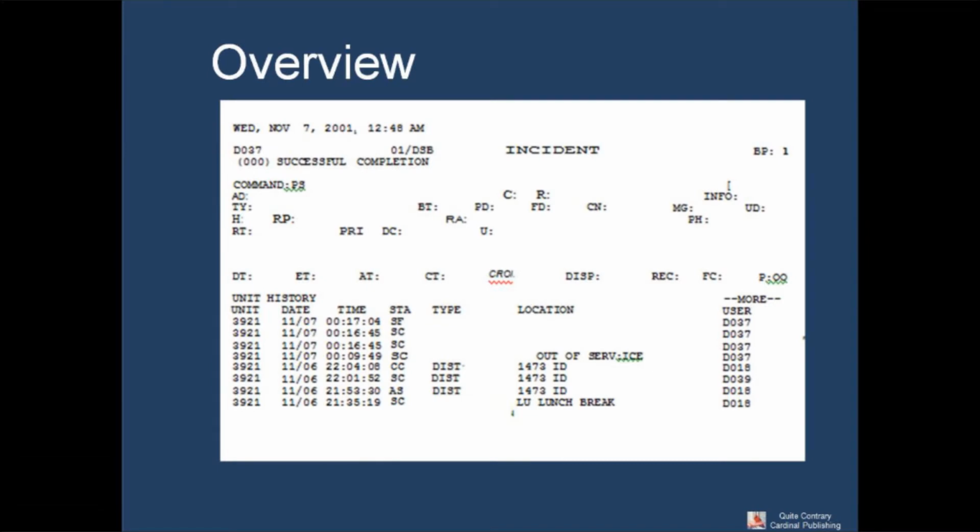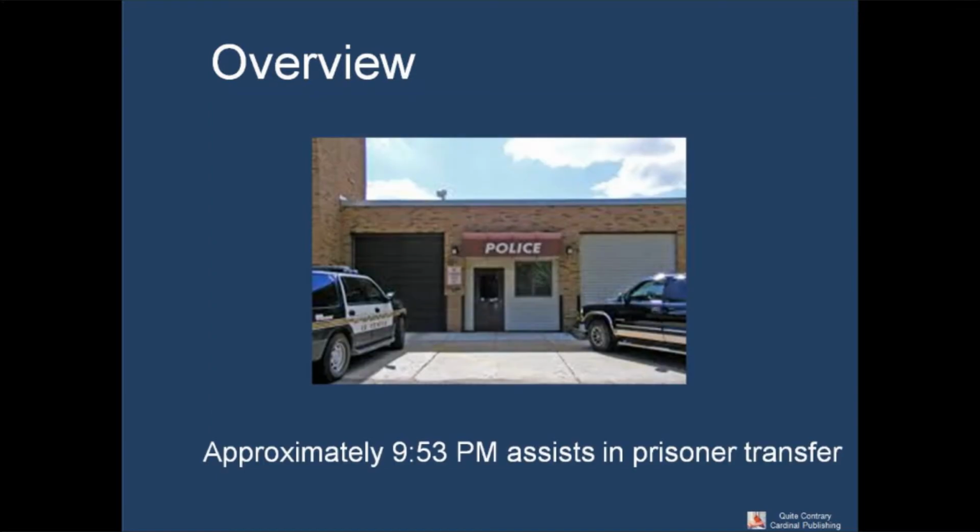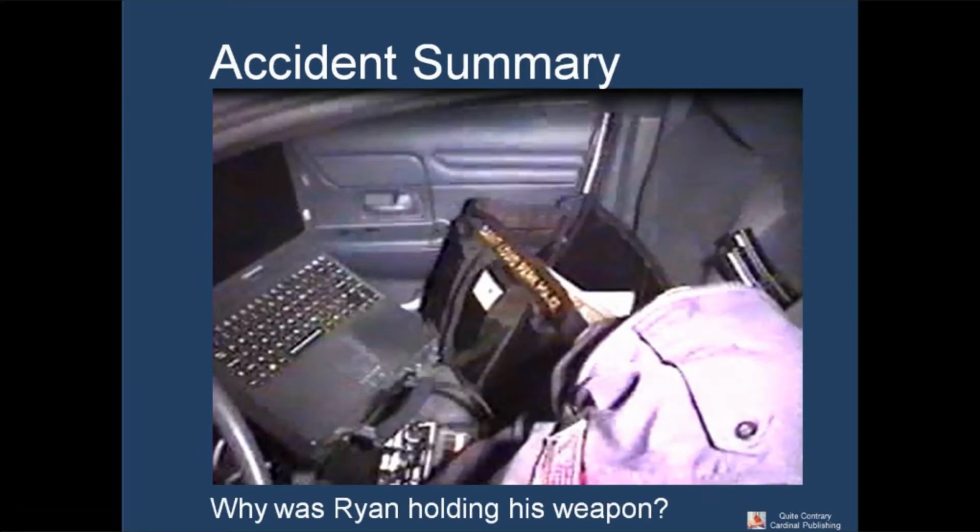It is known that at 9:35 p.m. Ryan took a lunch break. Then, from approximately 9:53 to 10:04, he assisted in a prisoner transfer at the St. Louis Park Police Department. Records do not indicate if the officer he assisted was ever questioned with regard to Ryan's weapon status. Was it with him and locked in a box at the department, or was it in the vehicle?